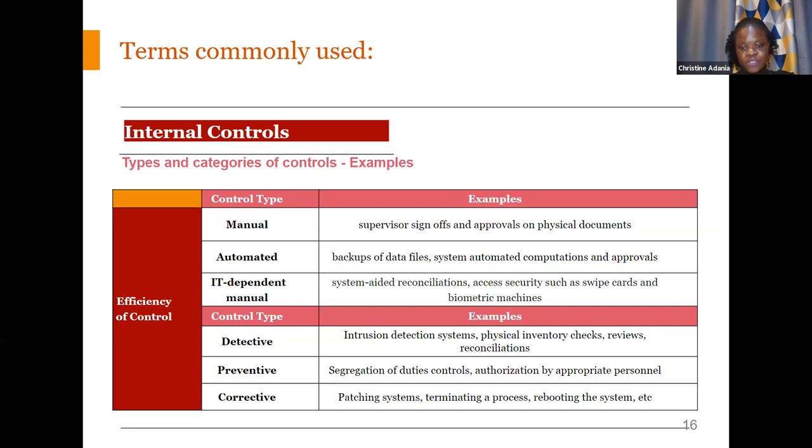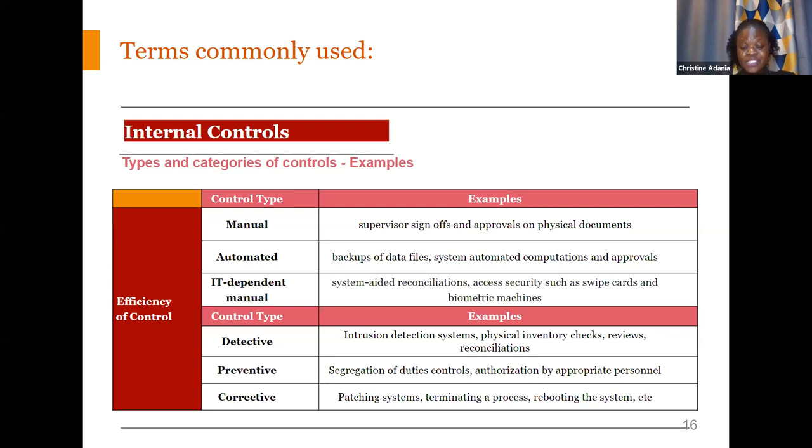Examples of detective controls would be intrusion detection systems and physical inventory checks to ensure that everything is in place. You have preventive controls, including segregation of duties to ensure that no fraud occurs, and authorization by appropriate personnel. Corrective actions would be patching systems, terminating a process, rebooting a system.